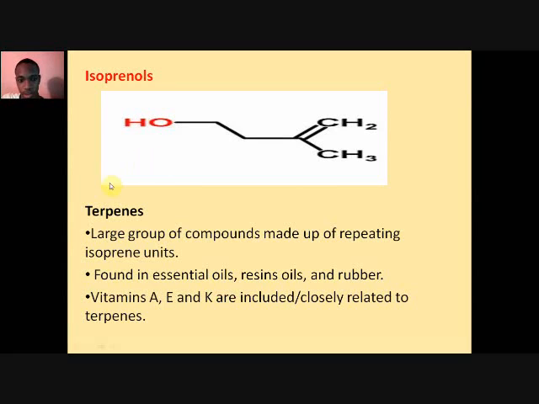Now isoprenols may be divided into terpenes. This is a large group of compounds made of repeating isoprene units. They're found in essential oils, resin oils, and rubber. And it's important that we realize that vitamins A, E, and K are either included or closely related to terpenes because of this isoprene.